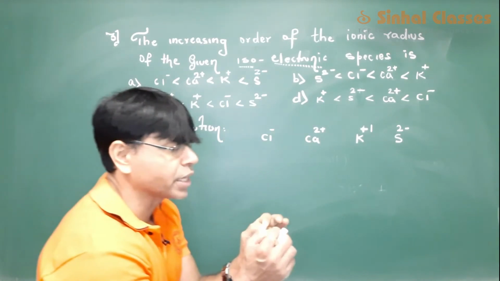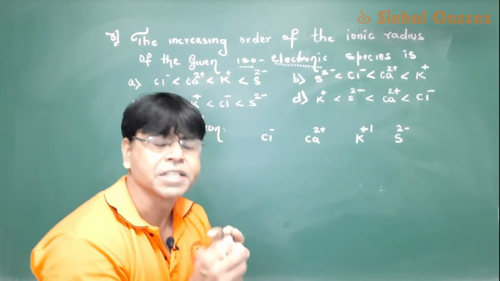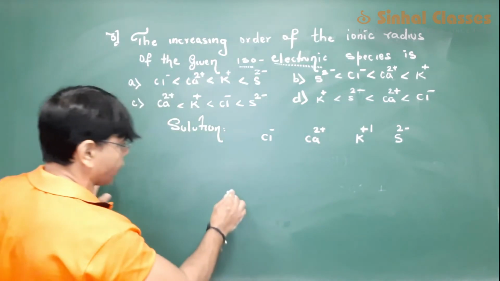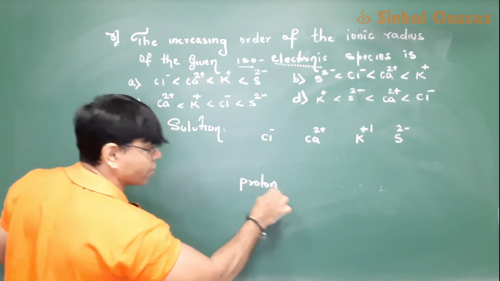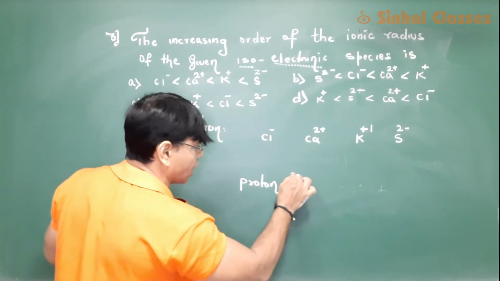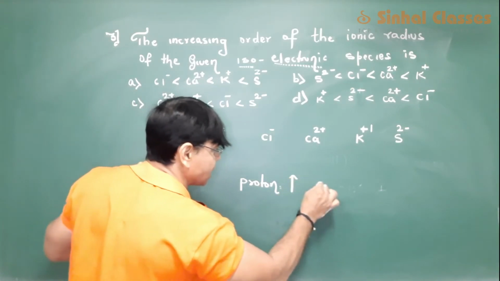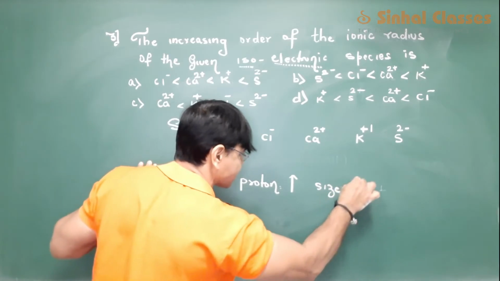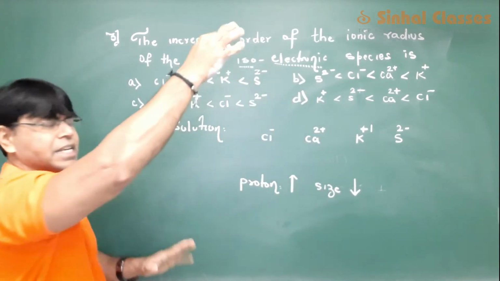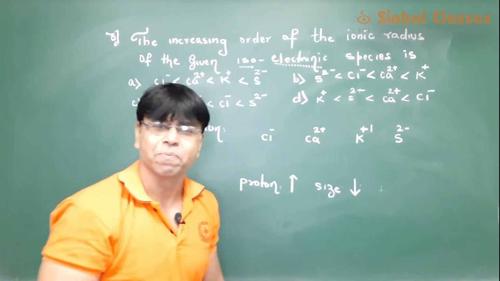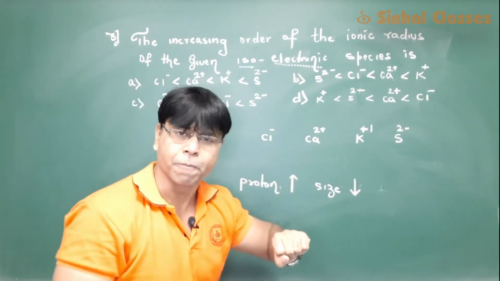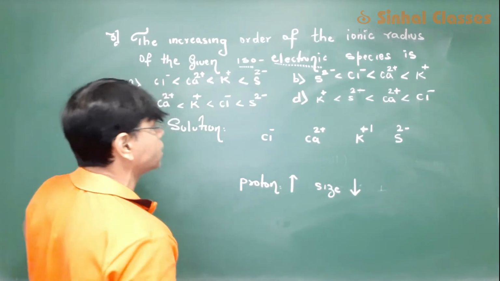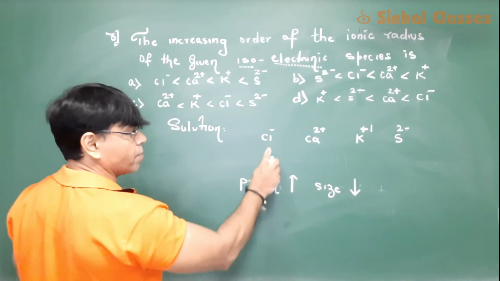Now, a very important and a very simple way of arranging such type of question. Don't forget, if the proton, that is atomic number, is high, then size will decrease. Proton increases, size will decrease. Shortcut way to know such type of question: just take out the atomic number, that is, the number of protons.